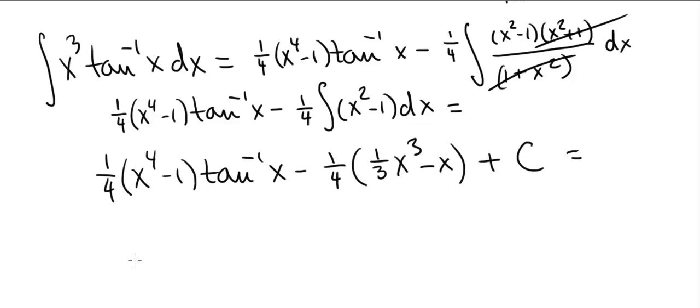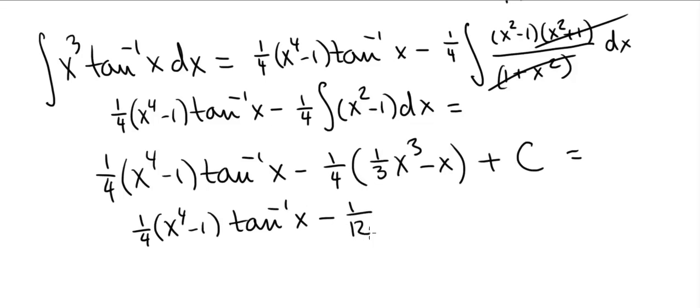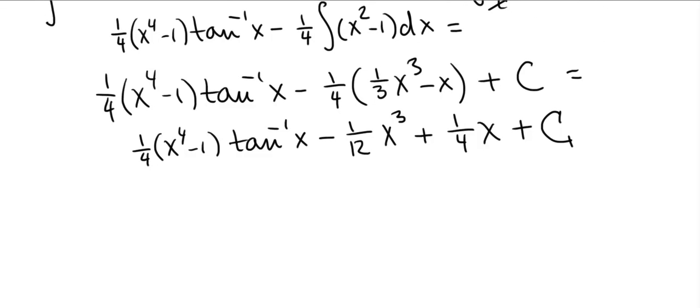And let's simplify this. This is 1/4 times x to the 4th minus 1 times inverse tangent of x minus 1 over 12 x cubed plus 1 over 4 x plus c. And that's the answer to that problem. Once in a while, going from dv to v, it's great to select a constant other than 0.